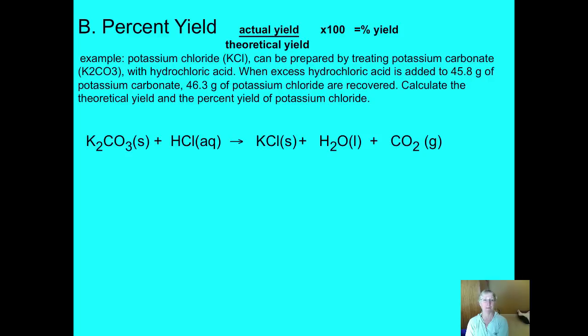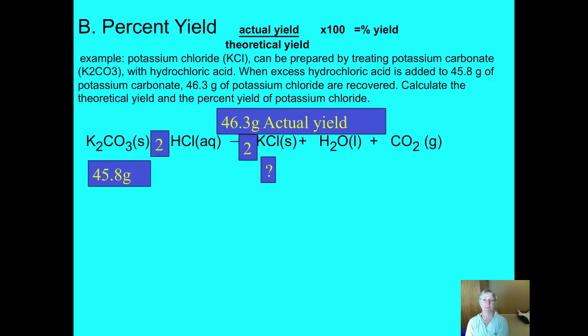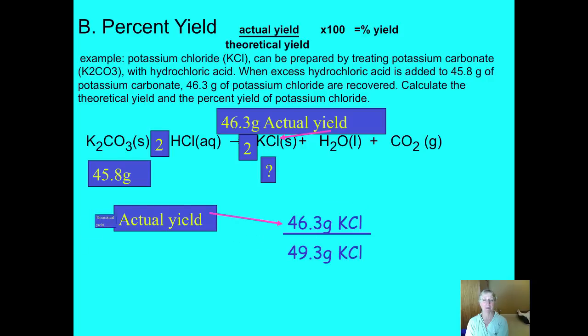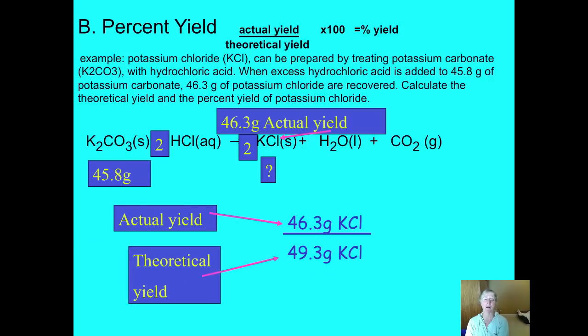So now we have our actual yield. We have our theoretical yield. You divide. The actual is always smaller than the theoretical, and you multiply by 100 to turn that into a percent. Or shortcut, move the decimal point 2 places. So that's a pretty good percent yield, 93.7.